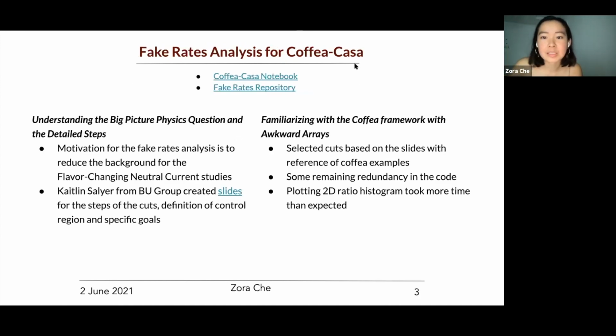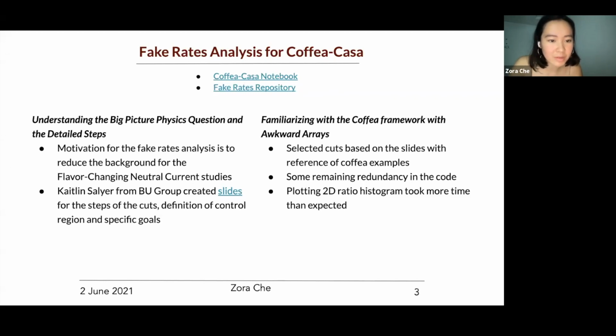The first thing I started with for this fellowship was to adapt one of the analyses from the Boston University group for Coffee-Casa. This analysis is a fake rates analysis. Here we're interested in analyzing the fake rates to tune the background for better analysis of signal. For me, as someone with limited particle physics knowledge, I was able to produce a script, which speaks to the ease of use of Coffee and the usability of Coffee-Casa in general.